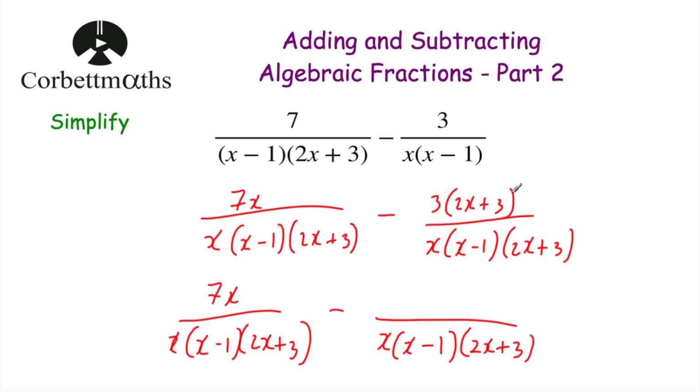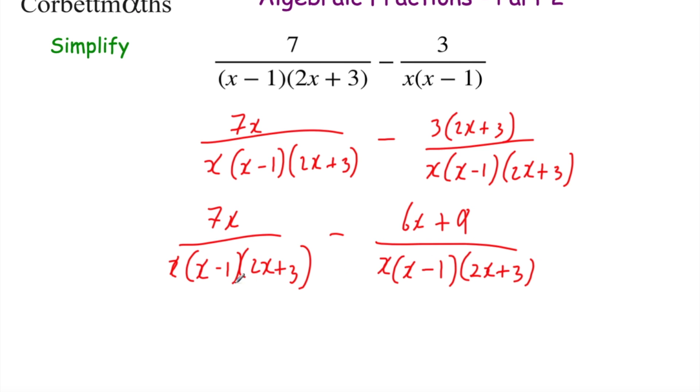And then we're going to expand our bracket in the numerator. 3 times 2x would be 6x, and 3 times 3 would be 9, so plus 9. Okay, so this is fantastic. We've now got our two fractions with the same denominators. We're now just going to take away to see what the numerator would be. So let's do that.